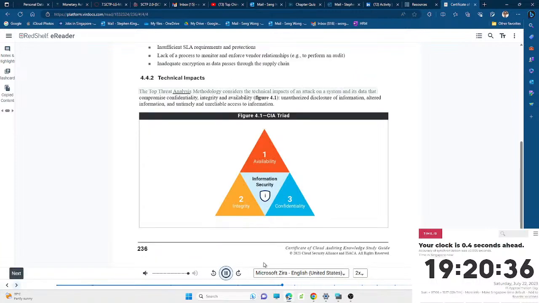The top threat analysis methodology considers the technical impacts of an attack on a system and its data that compromise confidentiality, integrity, and availability. Figure 4.1: unauthorized disclosure of information, altered information, and untimely and unreliable access to information. Figure 4.1 CIA Triad: 1 Availability, 2 Integrity, 3 Confidentiality, Information Security.